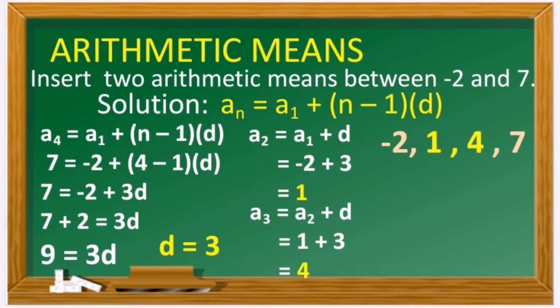Simple. All we have to do is to add d, which is equal to 3, to the first term, which is negative 2. So we have negative 2 plus 3, and that will give you, very good, positive 1. So we are ready to put positive 1 as our second term. And to determine the third term, we continue with positive 1 plus our common difference d, which is equal to 3, giving you 1 plus 3 equal to 4.